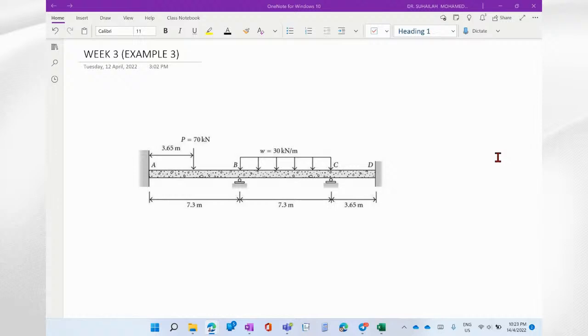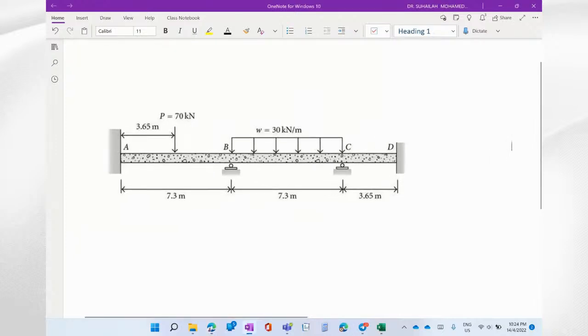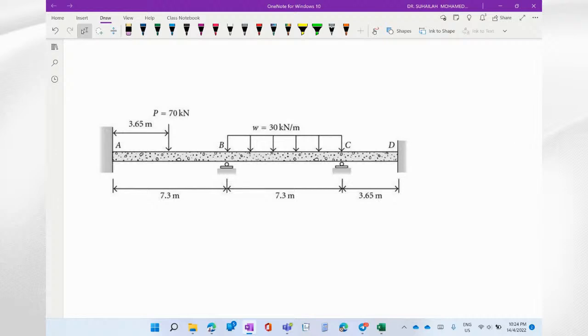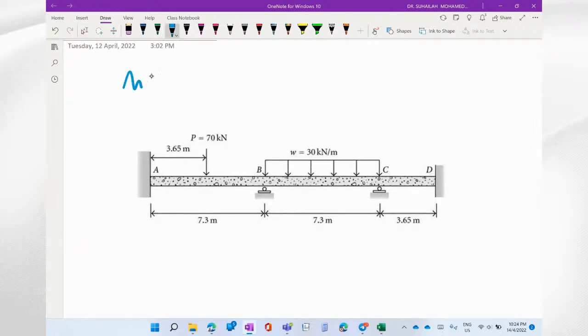So, in this video, I would like to discuss the moment distribution method, beam analysis with support settlement. Beam with support settlement. Okay, so let's say this is the beam. This is a continuous beam. This beam is going to be analyzed using the moment distribution method. So we will analyze this continuous beam.